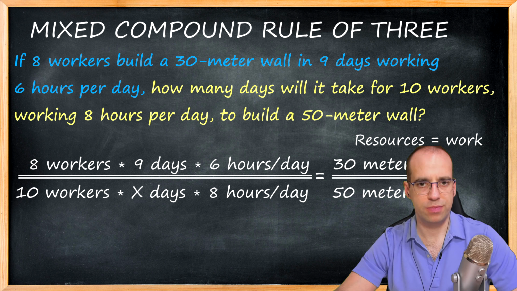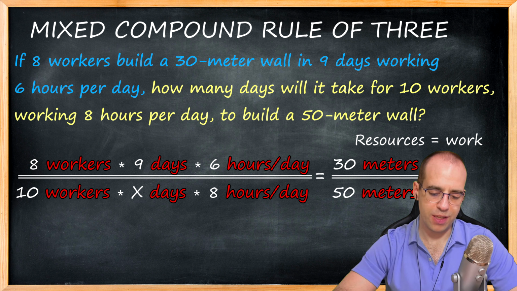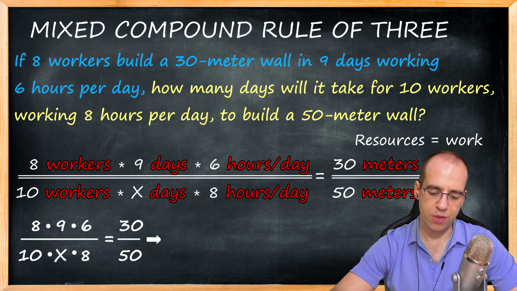So what happens here? Well, from this point we precisely get an arithmetic operation, specifically 8 multiplied by 9, then that product multiplied by 6, all of which is then divided by 10 multiplied by x, and then that product multiplied by 8. This entire expression equals the ratio of 30 divided by 50. So now, just by solving for x, what is x equal to? Well, let's break down this mathematical expression.